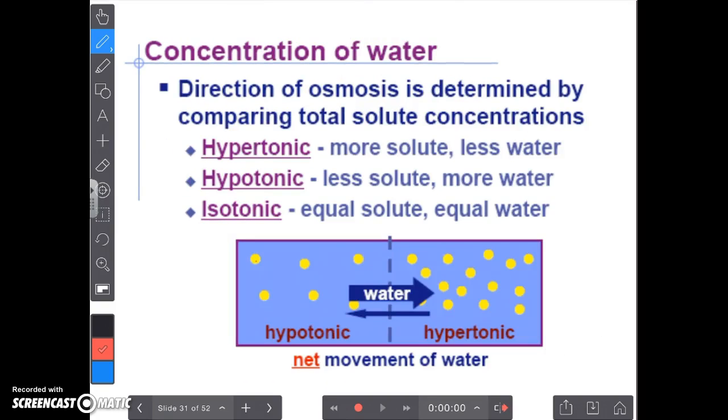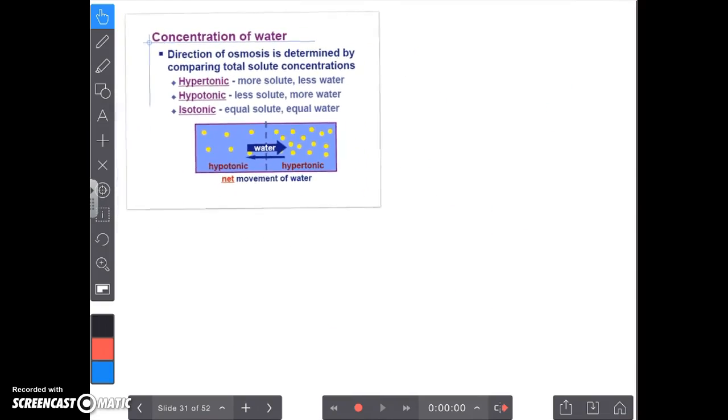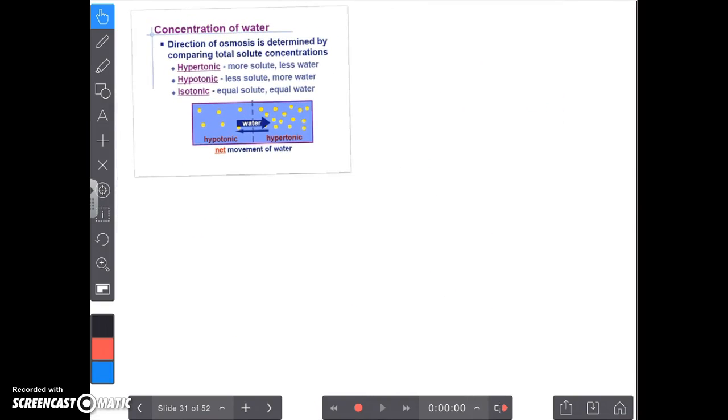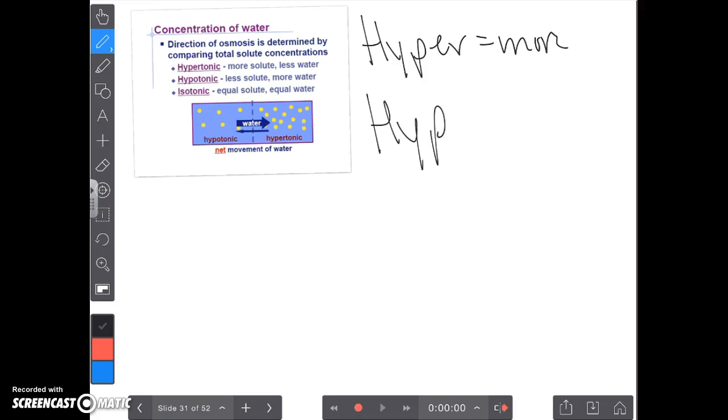Now, 3 terms that I'm going to have you make sure you understand the differences between: hyper, hypo, and iso. Hyper is more, hypo is less, and iso is equal.